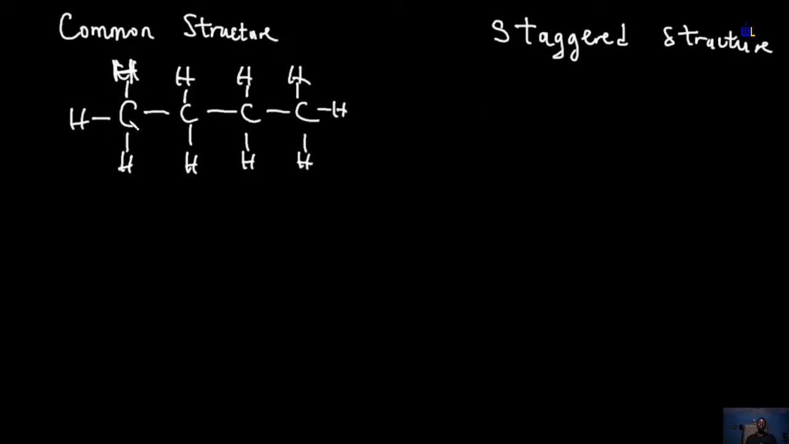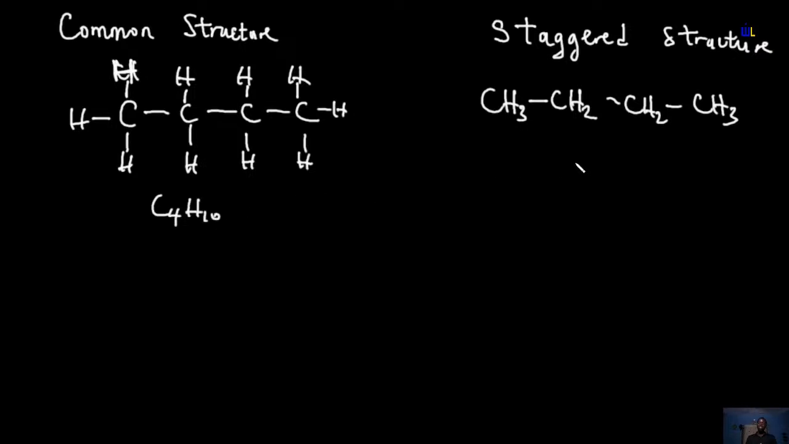For instance, here I have C and H. There are 3 of them, so I'm going to call this CH3 instead. This is now going to be CH2 instead. This 2 is going to be CH2 and this is CH3. And this is what we refer to as the staggered structure. Notice that the carbon atoms are still 4 and the number of hydrogen is still 10. Same thing here. So they are just different ways of representing the organic structure.